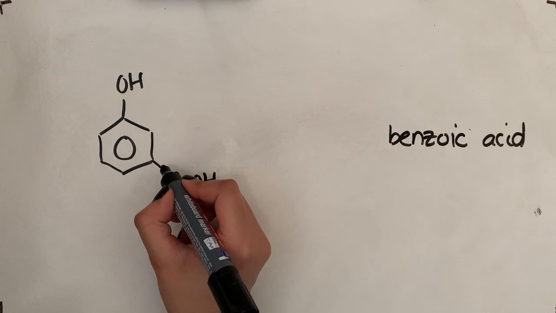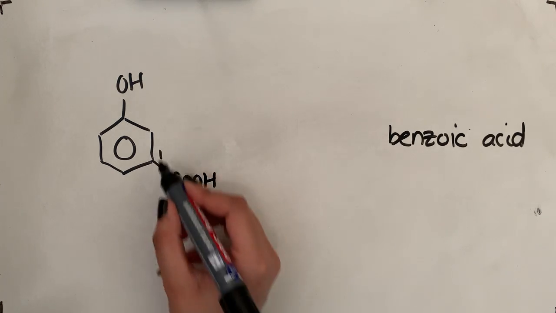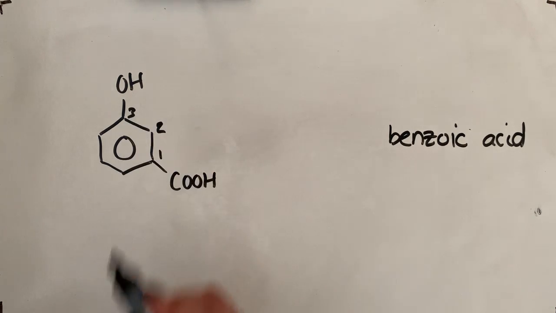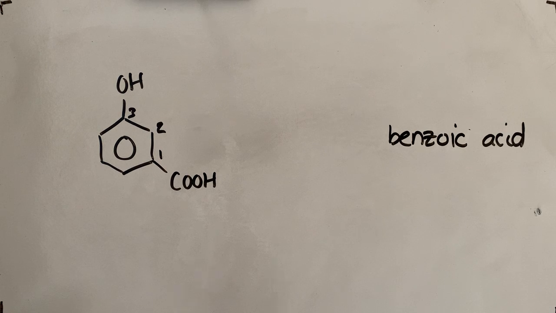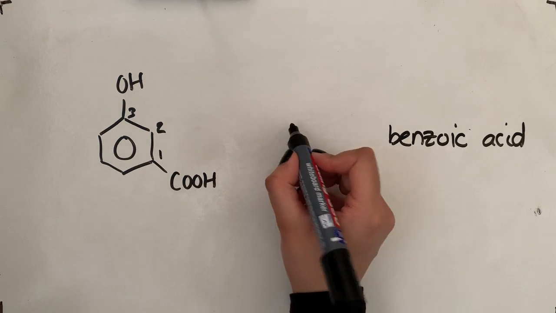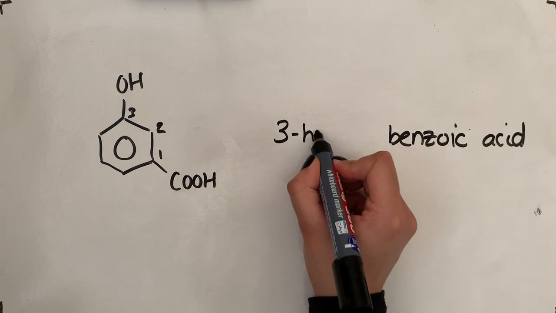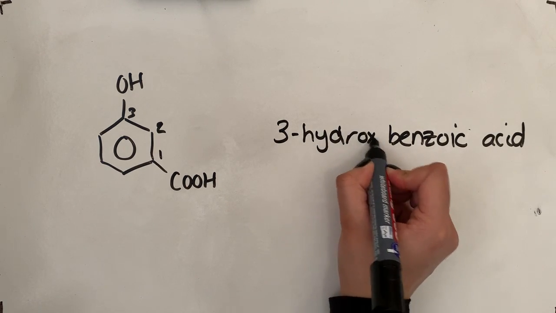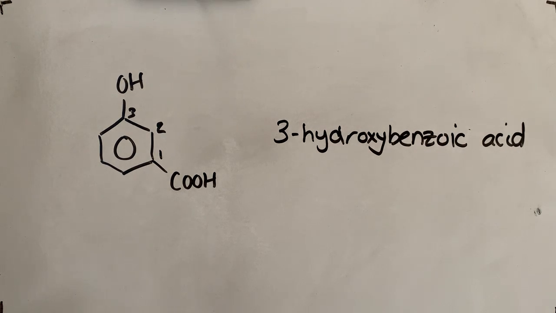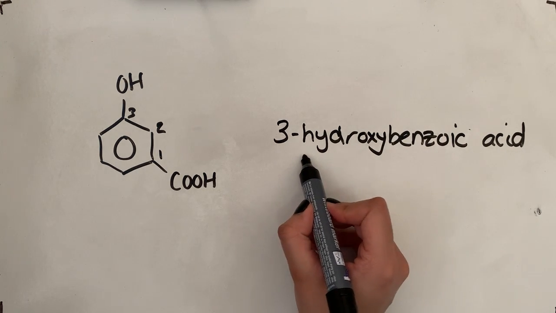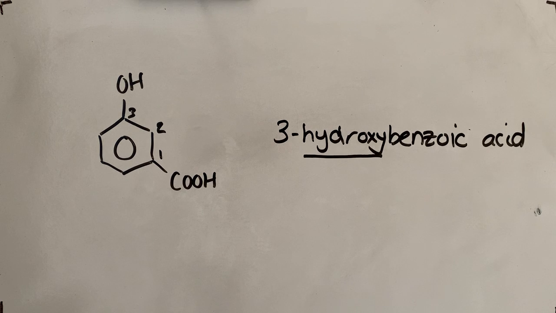So where the carboxylic acid is coming off, that's carbon number 1. So therefore, I'm going to go anti-clockwise this time in terms of numbering. The OH group is found on carbon number 3, and as a substituent, the hydroxyl group is called hydroxy. So this compound here is called 3-hydroxybenzoic acid. So as a substituent, the OH group is called hydroxy.